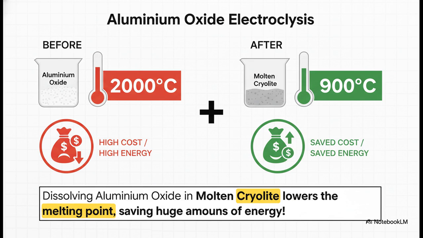So, industrially, they do something really clever. They dissolve it in molten cryolite. This simple trick drops the melting point all the way down to around 900 degrees, which saves a huge amount of energy and, well, money.